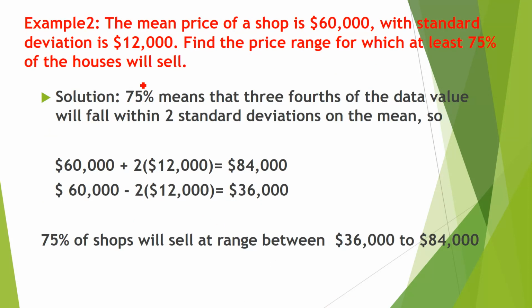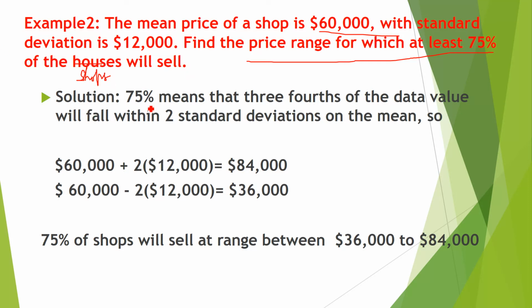One more question on this theorem. The mean price of a shop is 60,000 with a standard deviation of 12,000. There are, suppose, 10 shops, 20 or whatever the number of shops, but the mean is 60,000, where one shop sells at 30,000, another at 40,000 and another at 50,000. The standard deviation is 12,000. Find the price range for which at least 75% of the houses, here you have to say shops, right? Because we are talking about shops that will sell.